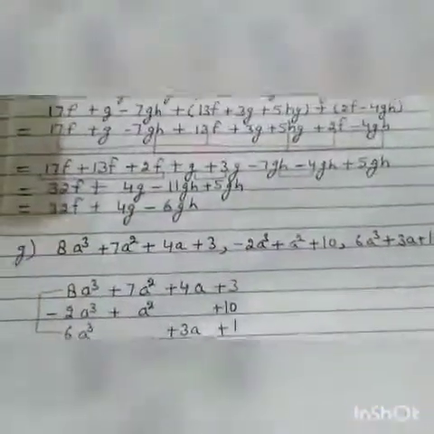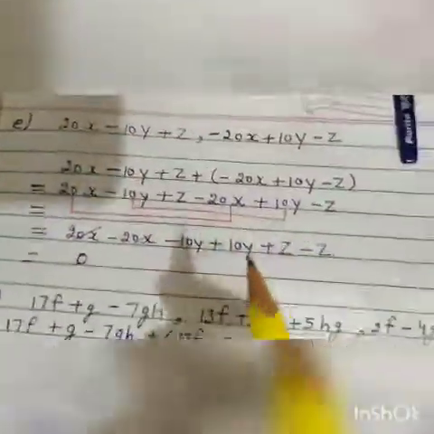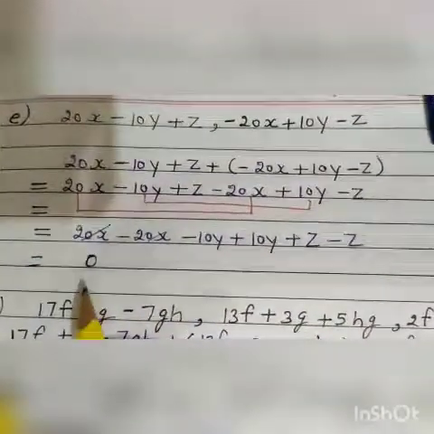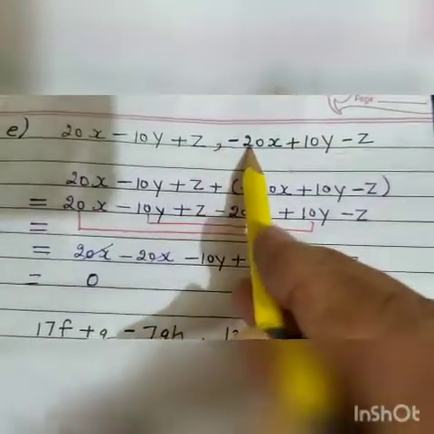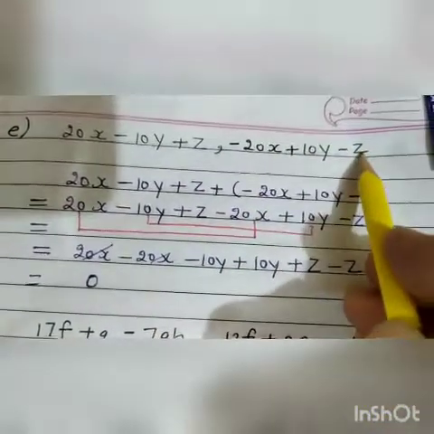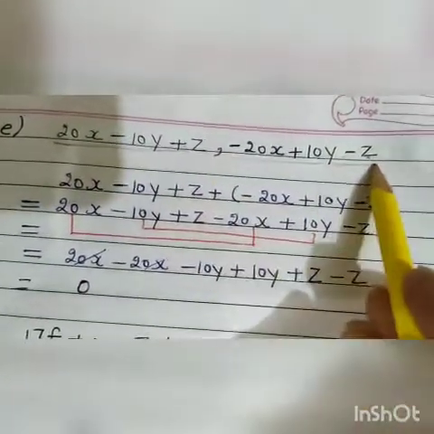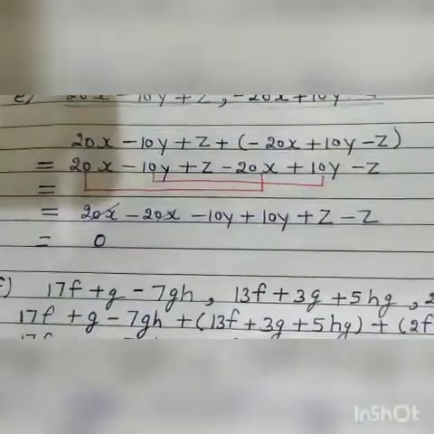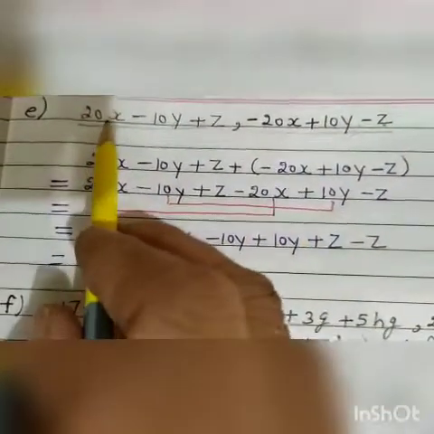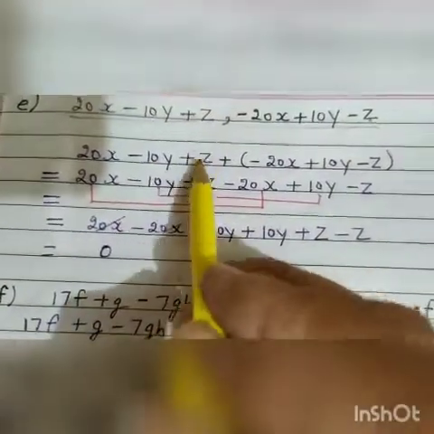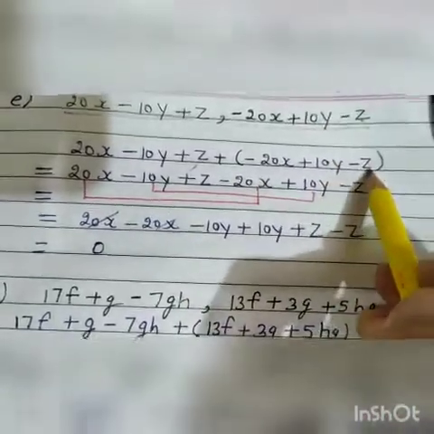Now next part. See next part, E part. 20x minus 10y plus z, comma, minus 20x plus 10y minus z. Again, this is the first expression, this is the second expression. First we will put a plus sign between these two expressions because we have to add these two expressions. So 20x minus 10y plus z plus minus 20x plus 10y minus z.